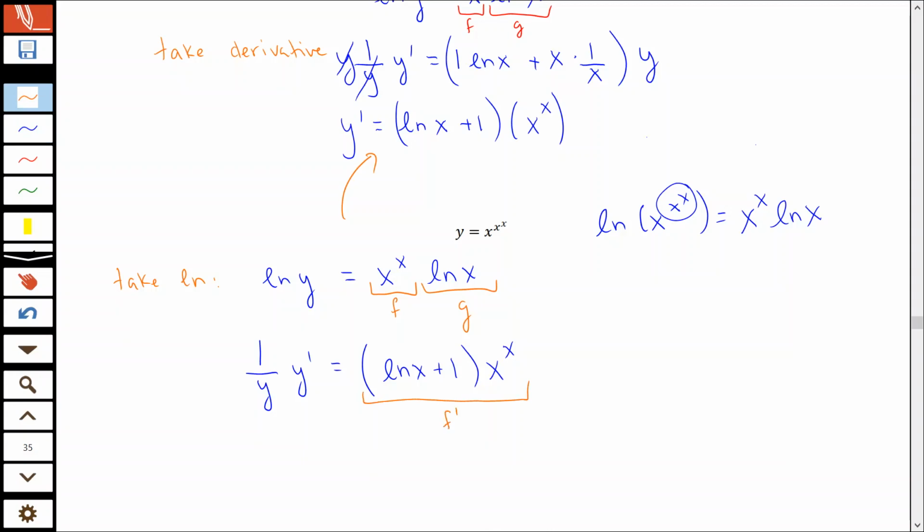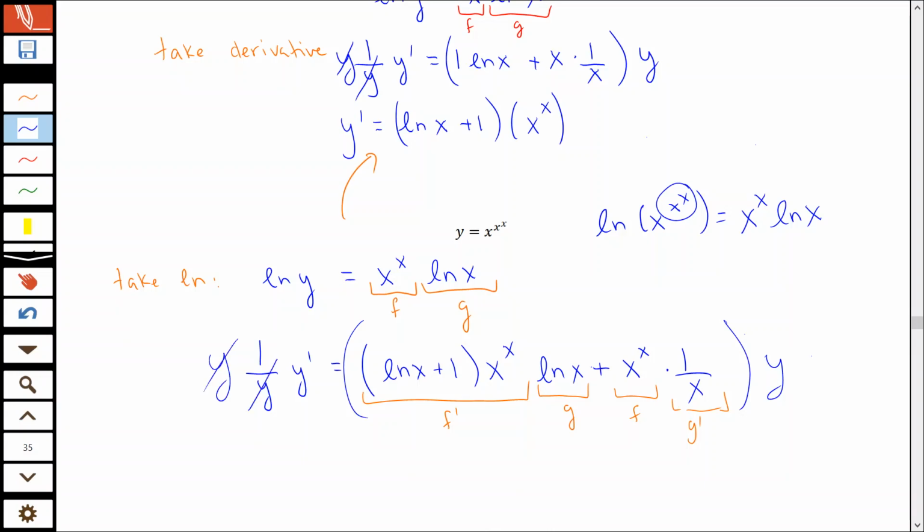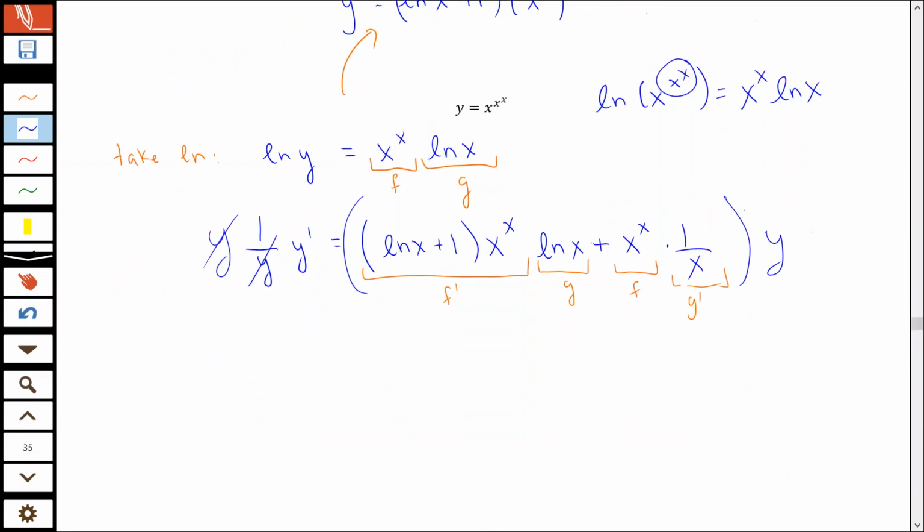So this is our f prime. We're going to keep that second one, so ln x, plus, keep the first, so x to the x, and what's the derivative of ln x? 1 over x. So we have our f, we kept g, we kept f, and we have our g prime. Again, just like any other logarithmic problem, we're going to want to multiply both sides by y so that we can have y prime by itself.